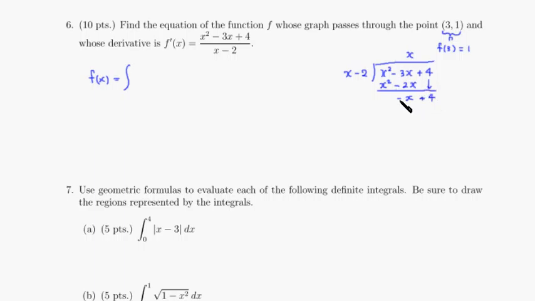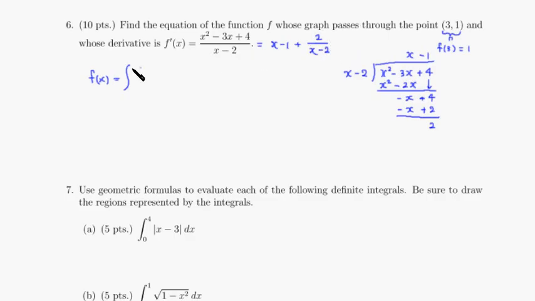Then ask yourself, how many x's can we squeeze into negative x? That would be negative 1. Negative 1 times x is negative x, and negative 1 times negative 2 is plus 2. Then go through a subtraction. Negative x minus negative x is 0. 4 minus 2 is 2. So we can rewrite this as the quotient, which is x minus 1, and the remainder is 2, so put 2 up here, over the divisor x minus 2.